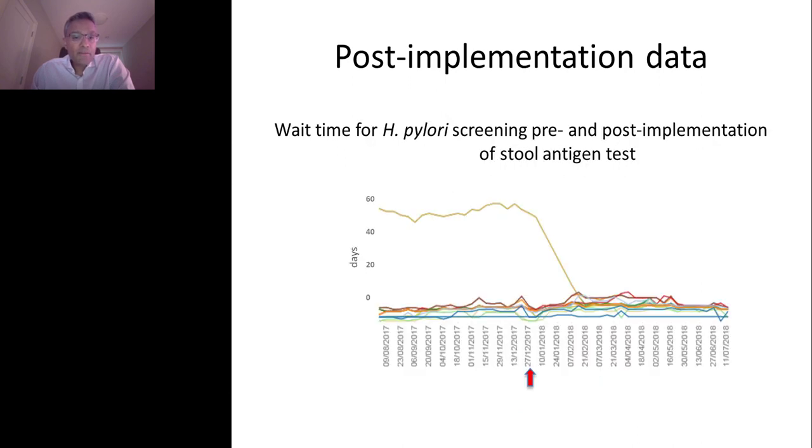And the wait times for H. pylori testing did go down as expected, from an average of 50 days down to essentially within 24 hours or as soon as a stool sample could be provided. So this was an important impact that we wanted to measure.